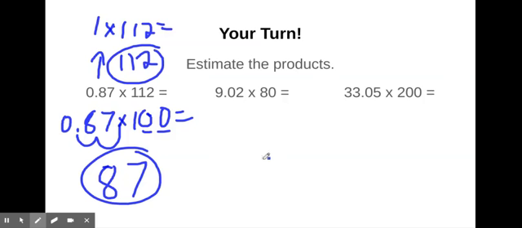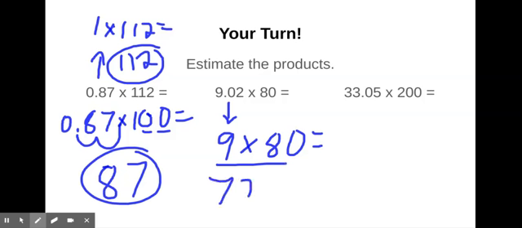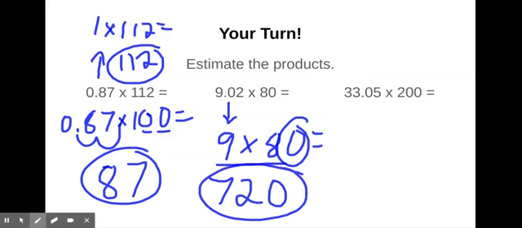Let's take a look at the next problem. 9 and 2/100 times 80. Hopefully you notice that this 9 and 2/100 can be easily rounded to just 9. When you're left with 9 times 80, we can use our zeros trick to solve that. 9 times 8 is 72 with 1 zero on our answer. So my answer would be about 720.